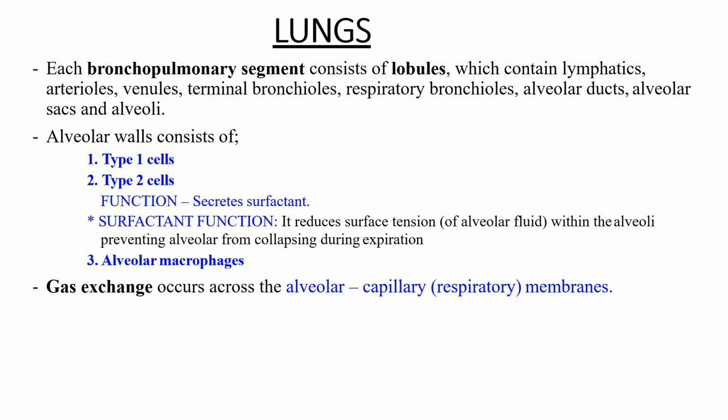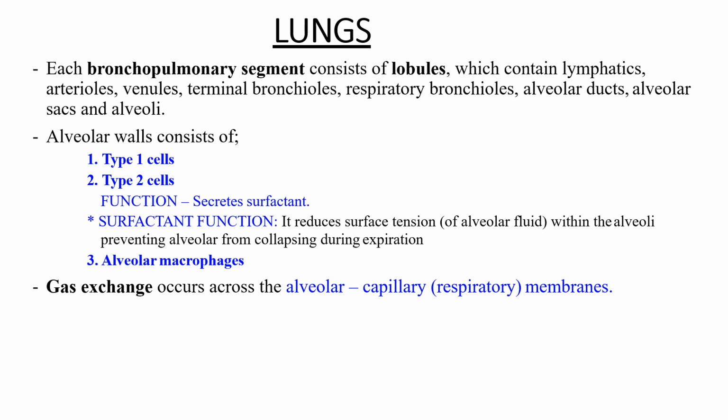The alveolar wall consists of type 1 and type 2 cells. Type 2 cells function to secrete the surfactant. Surfactant's function is to reduce the surface tension within the alveoli, preventing the alveoli from collapsing during expiration. And the wall also consists of alveolar macrophages. Gas exchange occurs across the alveolar capillary membranes.